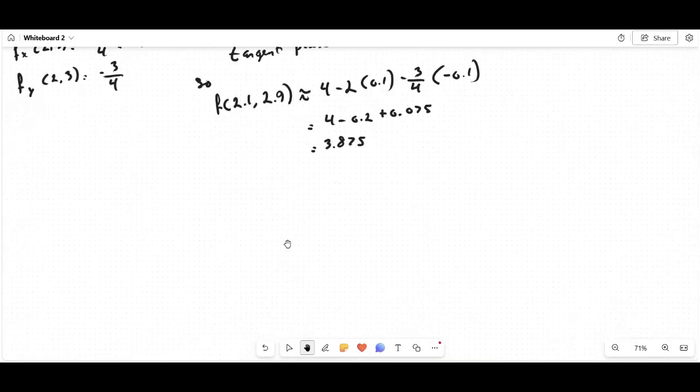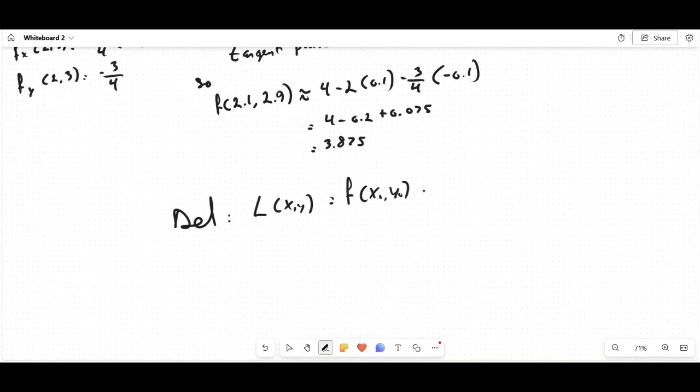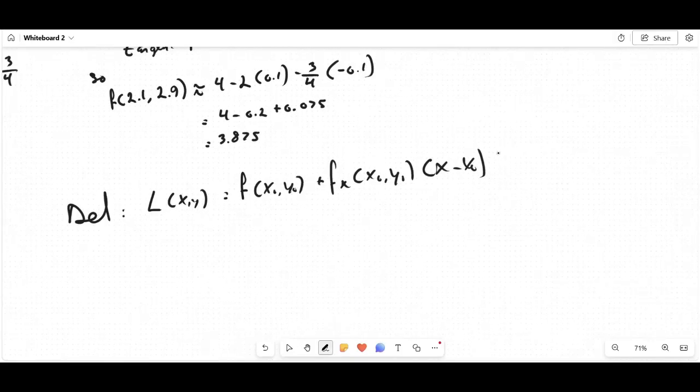So I'm going to just do a definition now. It's just another way of saying the exact same thing. Instead of z, if you write L of x, y equals the value of f at the starting point plus, so this is exactly what we've been working with so far today, the slope in the x direction times how much you change in the x direction plus the slope in the y direction times how much you change in the y direction.